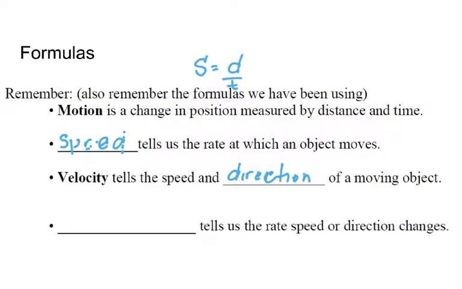And then acceleration tells us the rate at which the speed or direction changes. So acceleration, remember, is just the rate at which the velocity changes. And velocity is going to change in speed, direction, or both speed and direction.